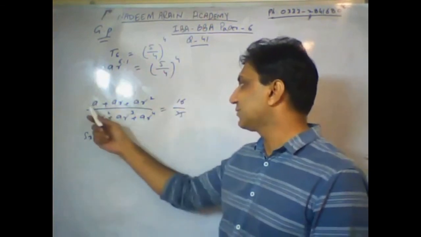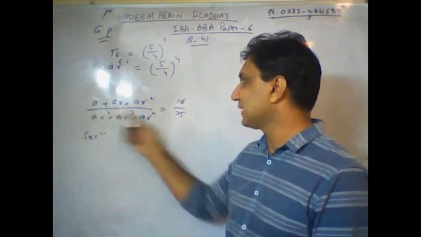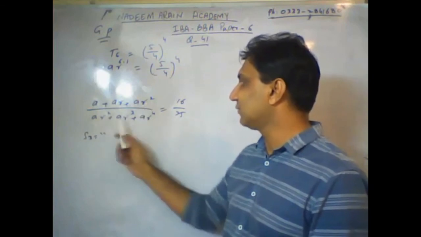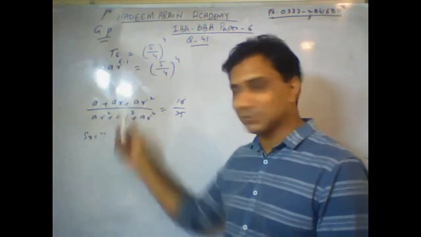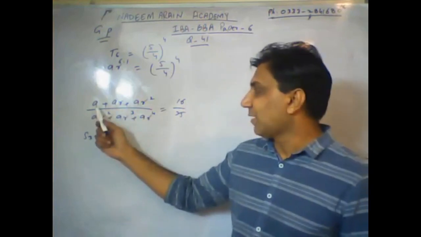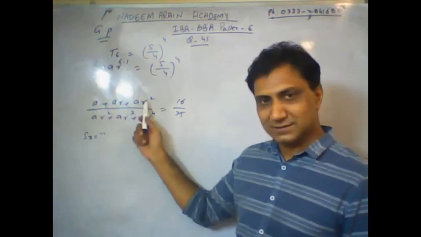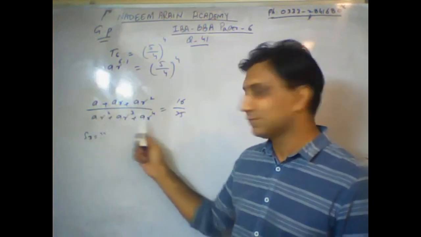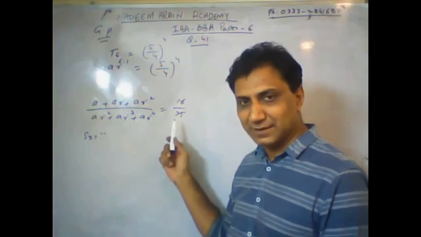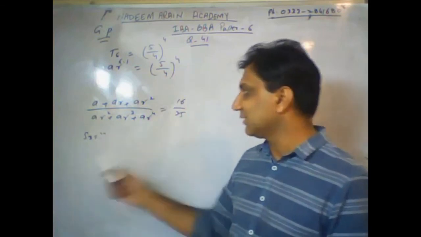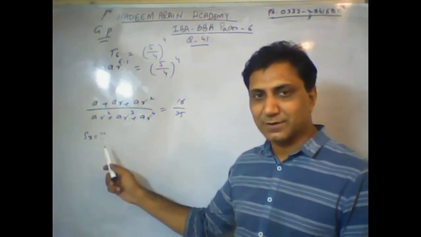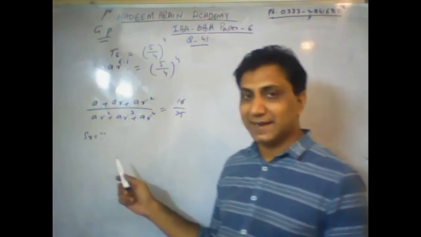And the question says the ratio of the sum of the first, second, third terms and the third, fourth, fifth terms is 16 over 25. The sum of the first three terms and the sum of the third, fourth, fifth terms are in the ratio of 16 to 25. So you need to find the sum of the first few terms, that is a(r to the power n minus 1) upon r minus 1, the formula. So you need to find a and r first.